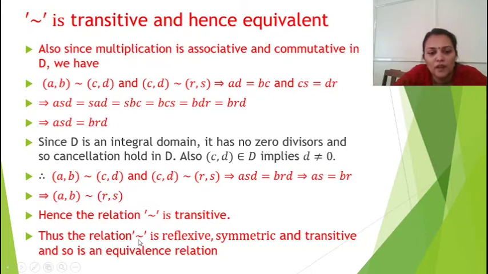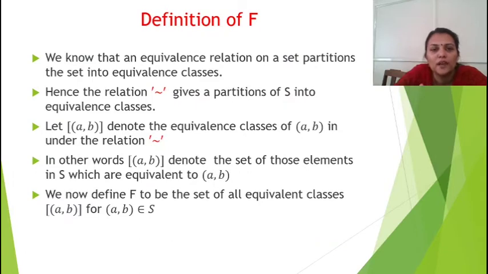Thus, we have the relation is reflexive, symmetric, transitive, and so is an equivalence relation. So we define a relation. We know that an equivalence relation on a set partitions the set into equivalence classes. So we have an equivalence relation here, and it gives a partition of S into equivalence classes.